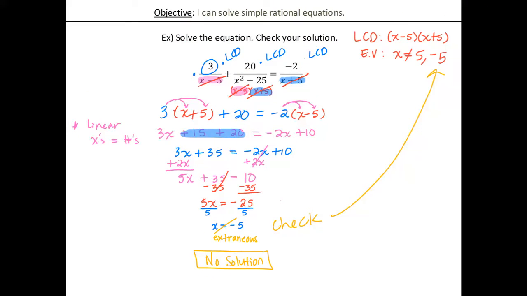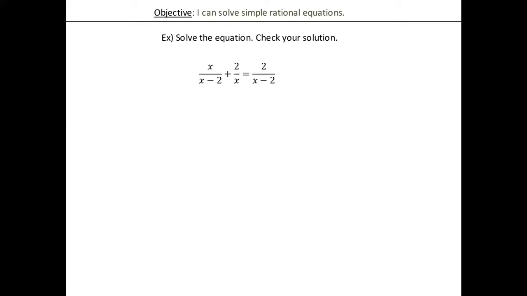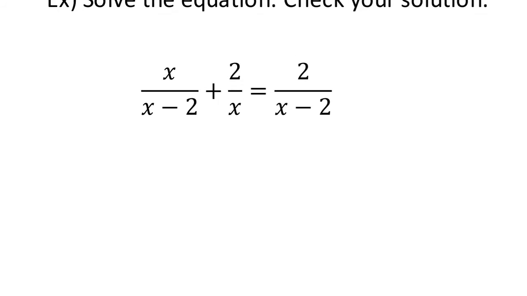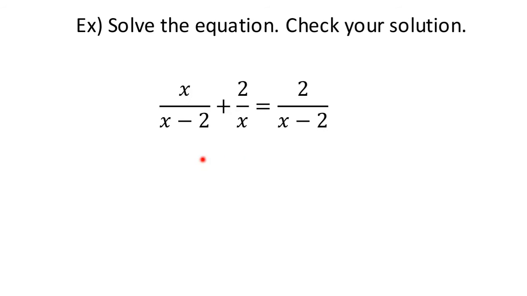All right, let's go ahead and try another example together. And then you guys can practice with the next one. So go ahead and copy this one. x over x minus 2 plus 2x equals 2 over x minus 2.